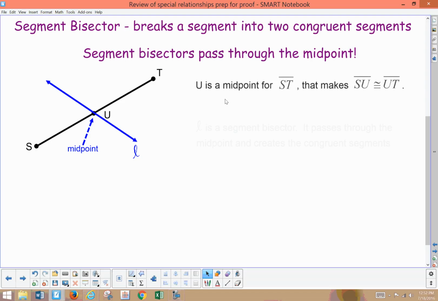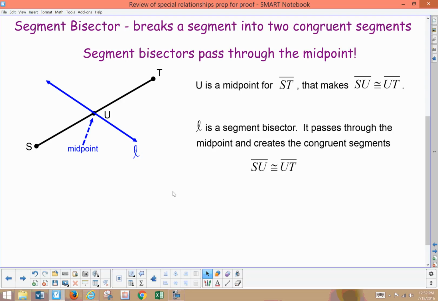So U is the midpoint for the segment ST. That makes the segment SU congruent to the segment UT. And L is the segment bisector. It passes through the midpoint and creates the congruent segments SU and UT.